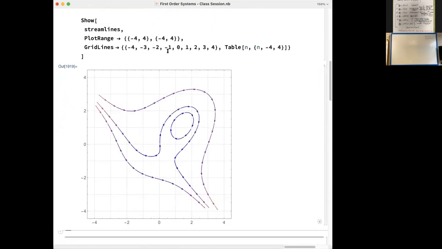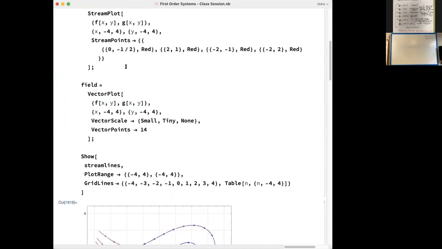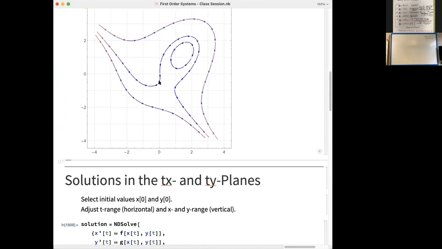Now, what if I wanted to say, these are parametric curves. What do these x of t and y of t solutions look like? Let's pick out this crazy one that took that sharp vertical tuck right here. What point was that? That was 0 and minus 1/2. I'm sorry if I'm making you dizzy.